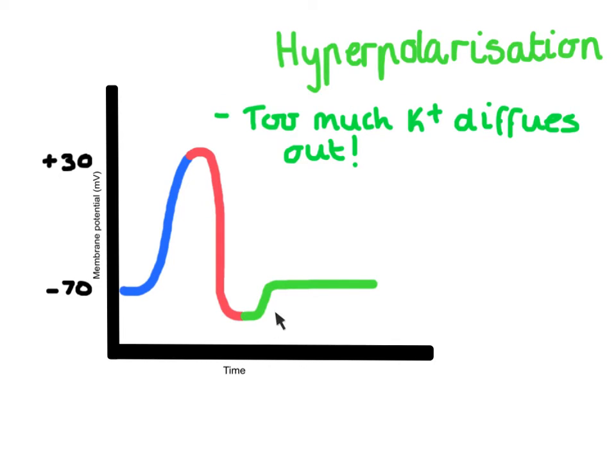Hyperpolarization is demonstrated here in the green. Hyperpolarization is when too much potassium diffuses out of the cell. Now, because potassium is also a positive ion, when it moves out of the cell, it makes the inside of the membrane more negative. Therefore, if too much moves out, the membrane potential moves below resting potential. However, the resting potential is eventually restored.